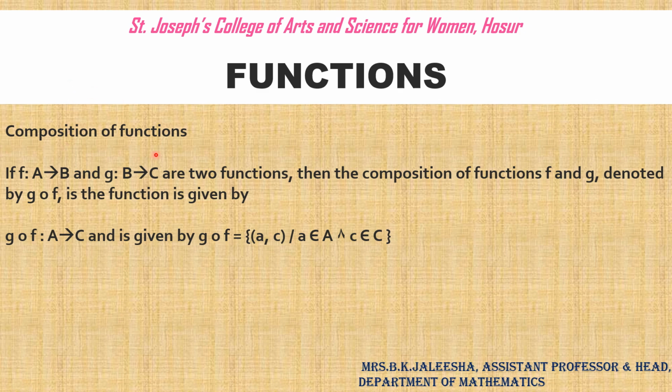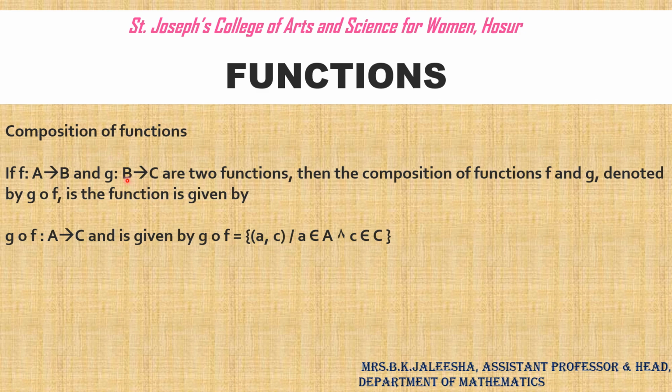So next is composition of functions. Two functions we need to consider. The first function is f from A to B, and the second function is from B to C. If the functions are of this order, that is, the first function is A to B, and the next starts from B, that is B to C, then only will we be able to join these two functions to form a composition.